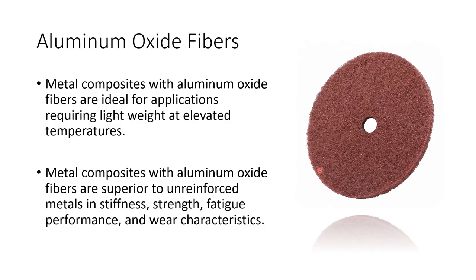Aluminum oxide fibers look like this weird material right here. It feels soft, but it's really rough. So metal composites with aluminum oxide fibers are ideal for applications requiring light weight at elevated temperatures. They are superior to unreinforced metals in stiffness, strength, fatigue performance, and wear characteristics. What it means is that the metal composite made with this reinforcement, using the aluminum oxide fibers, is better in stiffness, strength, fatigue performance, and wear characteristics than the unreinforced, conventional metals. Therefore, you might favor the metal composite in some important applications.